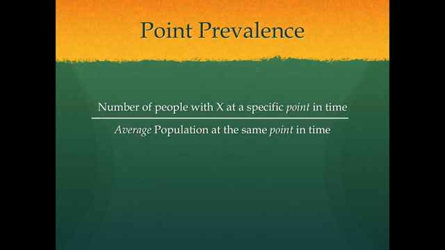Getting even more specific, there are different types of prevalence. Of particular interest are both point and period prevalence. Point prevalence is the number of people with a certain condition or outcome at a specific point in time divided by the population at that same point. It's like a snapshot prevalence measure.